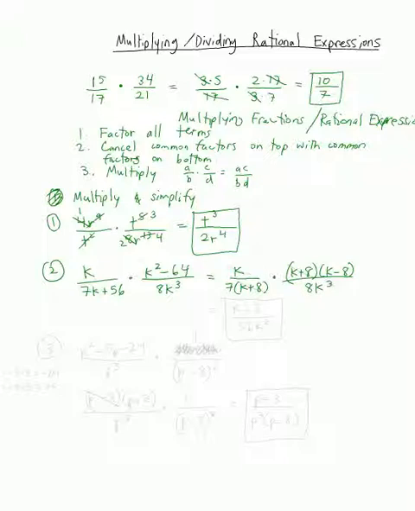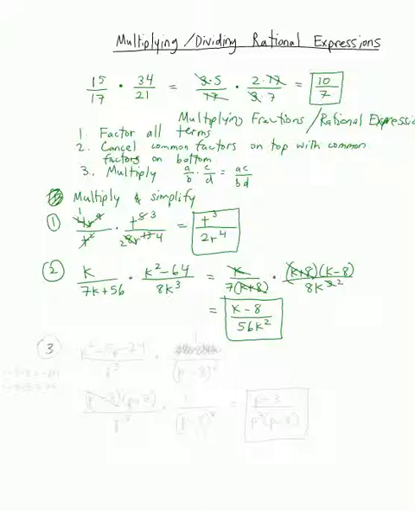Now we can start canceling the common factors. First off, one of these k's goes away with one of those k's. We're left with k squared. And the k plus 8 goes away with the k plus 8. That is all we can cancel. Even though we see a k and a k, the k on the top is not a factor. k minus 8 is. So the answer becomes, on the top, we just have k minus 8. And on the bottom, we have 7 times 8k squared is 56k squared. And that is it.